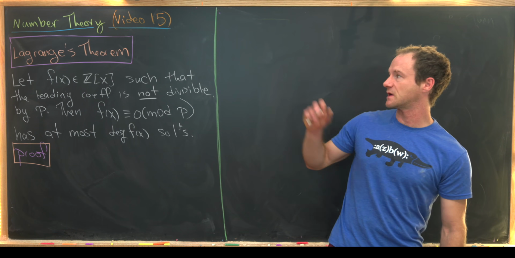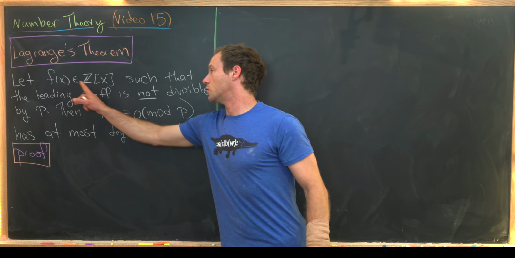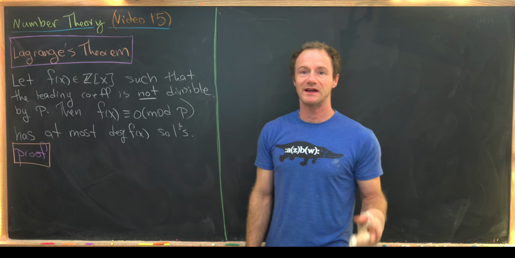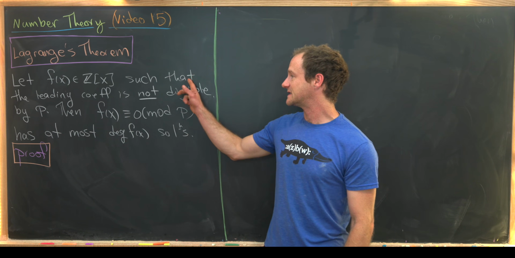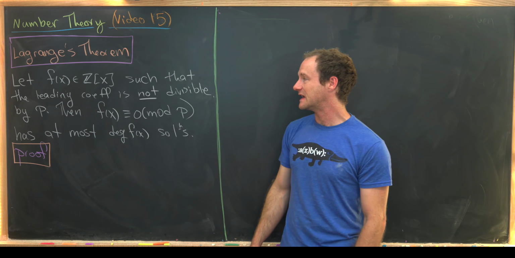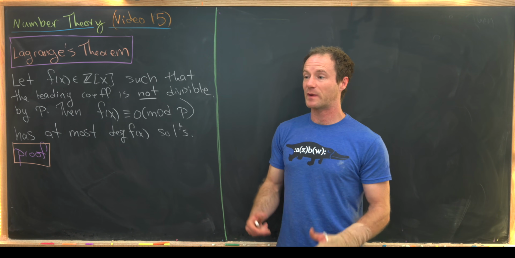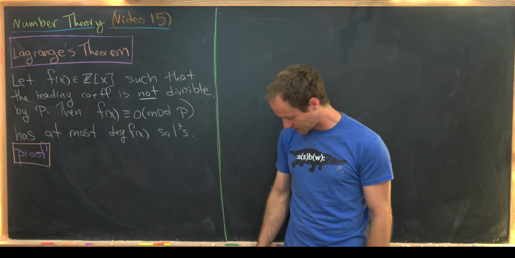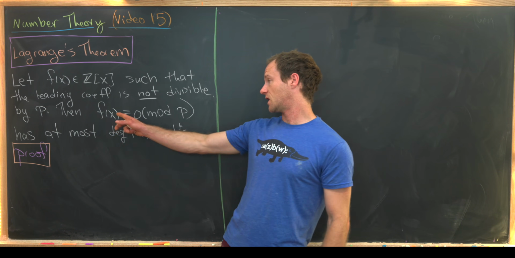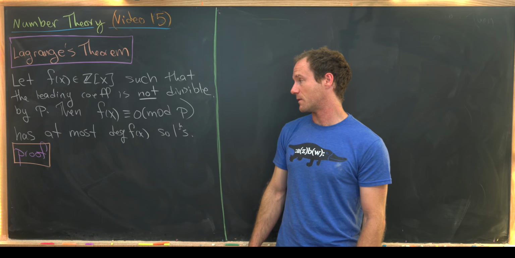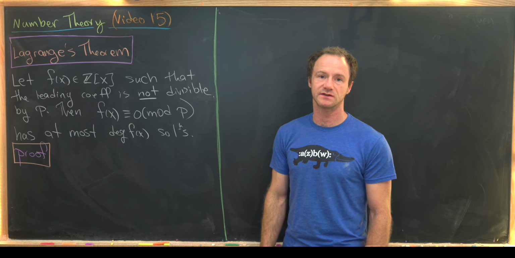So we're going to start with something called Lagrange's theorem. That involves a polynomial with integer coefficients. So I denote that by f(x) is in Z adjoin x. And it satisfies the condition that the leading coefficient is not divisible by p. By the leading coefficient, I mean the coefficient of the highest power of x. Then the congruence f(x) congruent to 0 mod p has at most degree of f(x) solutions.